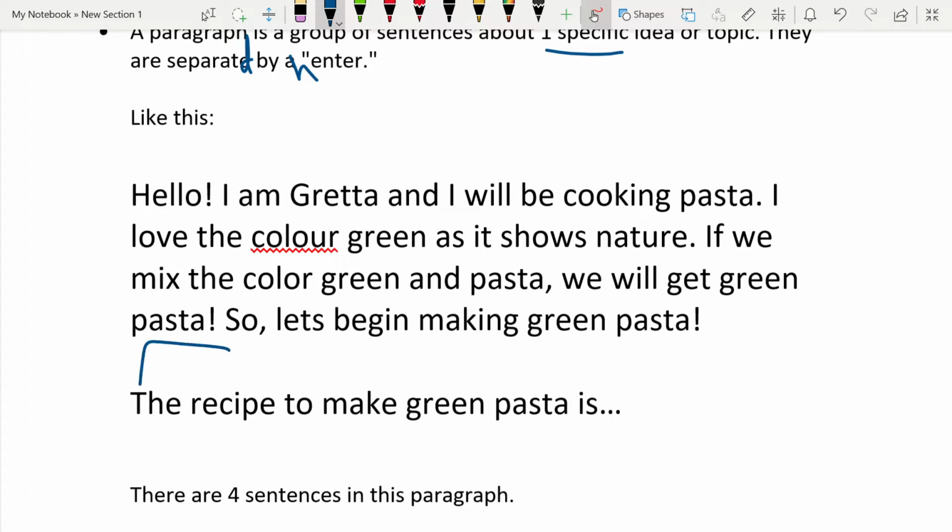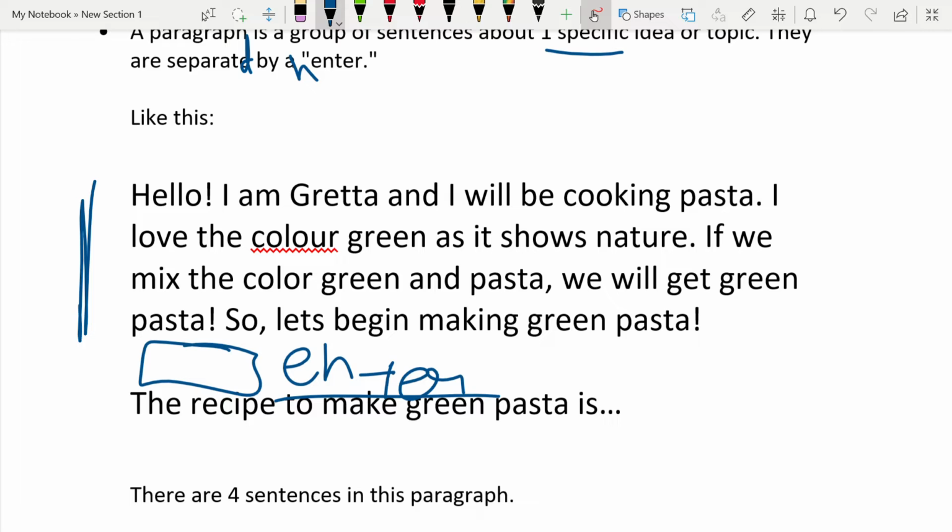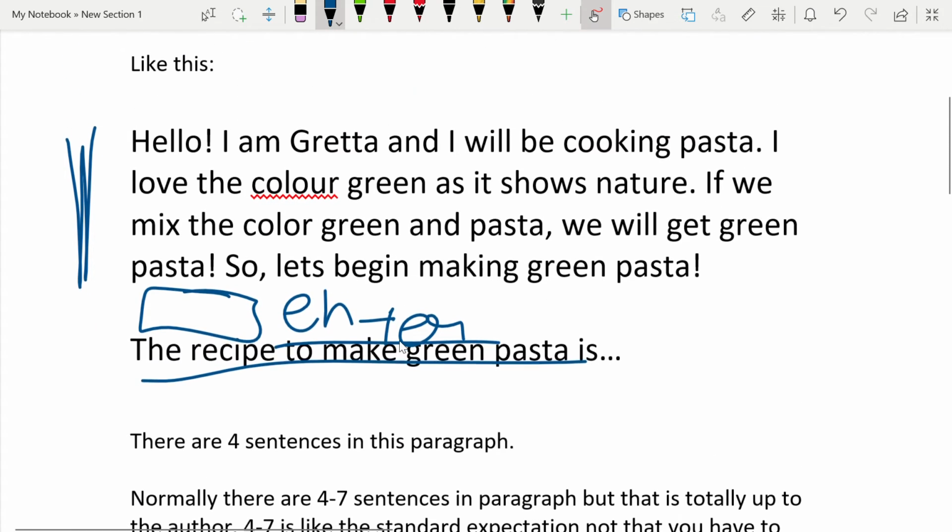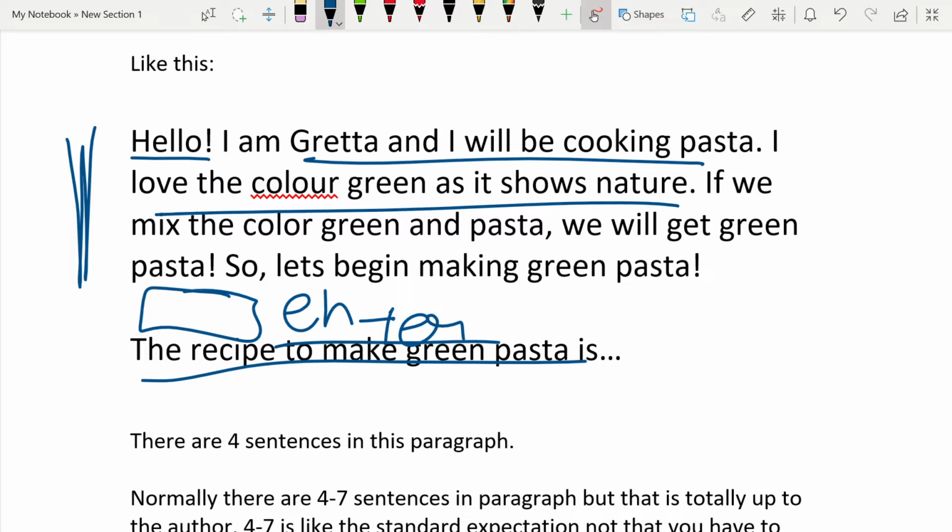Now this part is going to be our indent, right? That's how we showed that we jumped from the introduction. So here she was telling what she's going to do, and in the next paragraph she's going to tell what the recipe to make green pasta is. There are 4 sentences in this paragraph, as you can see. Actually I won't count that as one. 1, 2, 3, and 4.